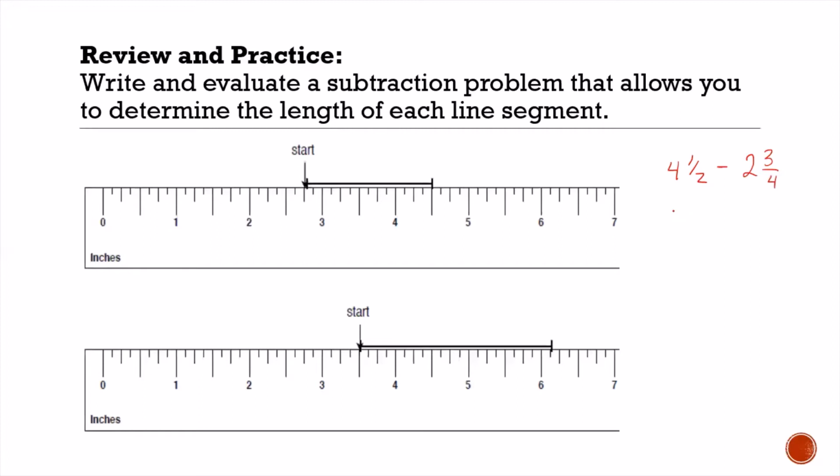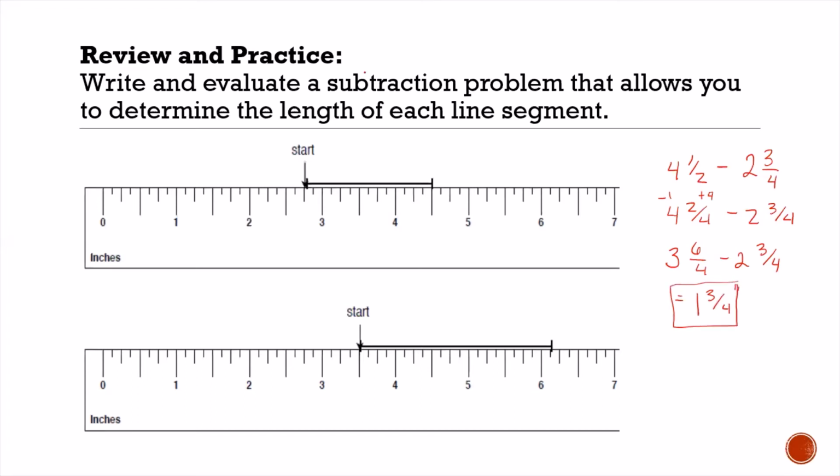Make the denominator common. 4 and 2/4 minus 2 and 3/4. And we're going to borrow. Subtract 1 here, add in 4. 3 and 6/4 minus 2 and 3/4 leaves me with a length that is 1 3/4 inches long.